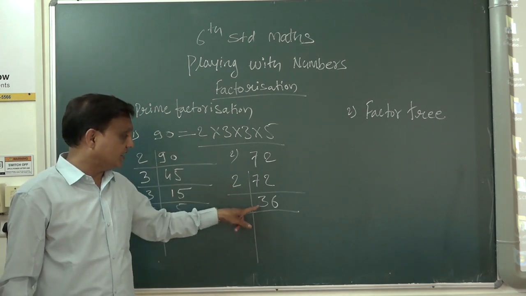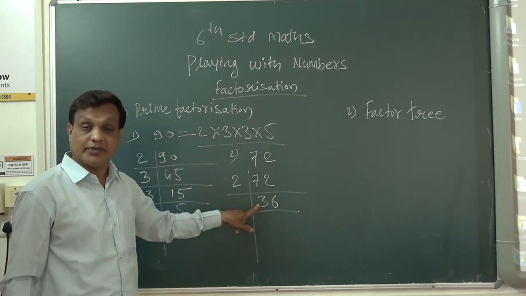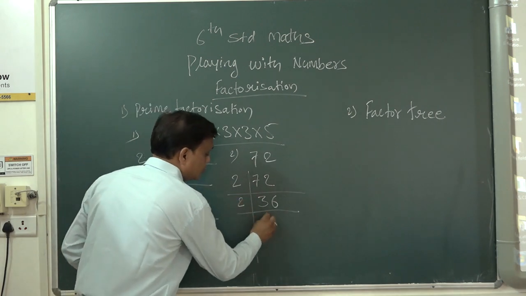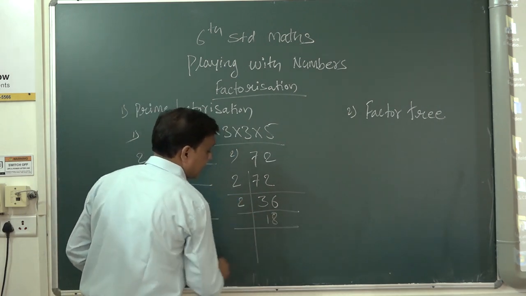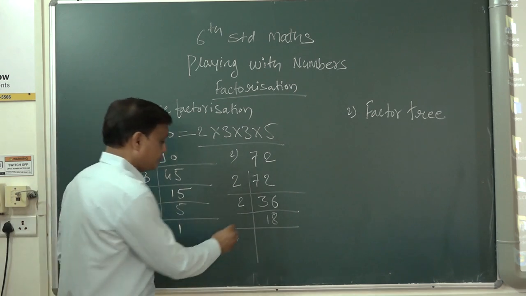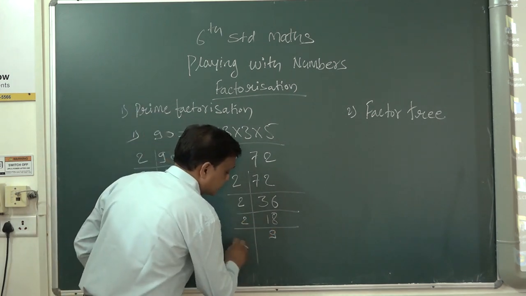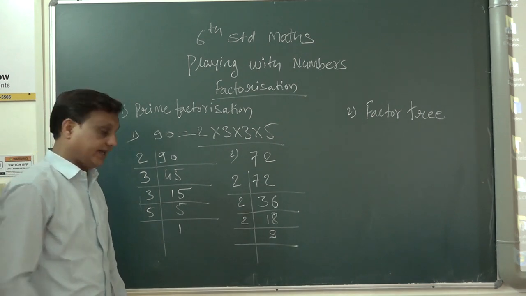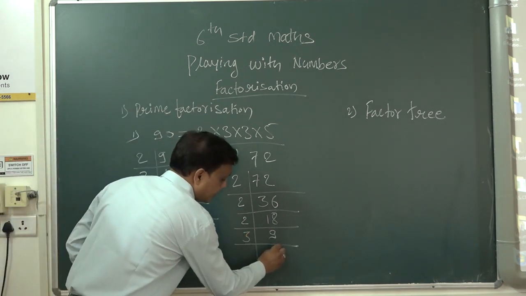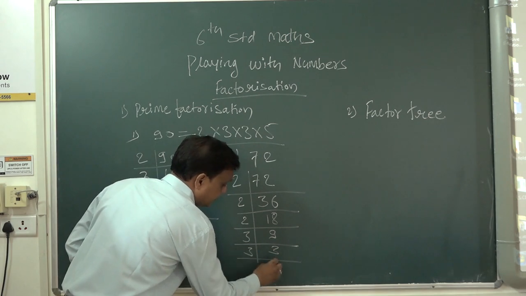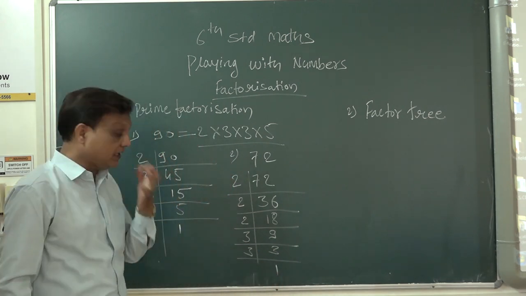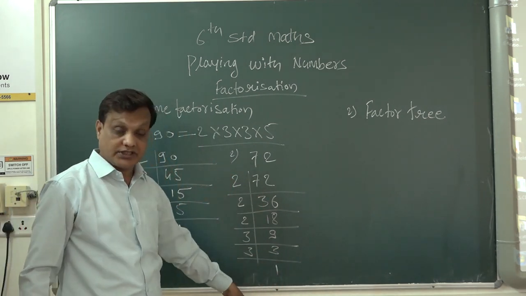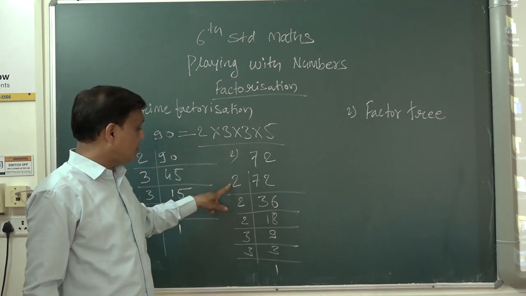So here 2 36s are 72. Again 36 is divided by 2. 2 18s are 36. Again 18 is divided by 2. 2 9s are 18. Now 9 is not divided by 2, it is divided by 3. So 3 3s are 9. Again 3 is divided by 3. 3 1s are 3. Still you will get 1. You have to continue this procedure. After that you have to multiply this.